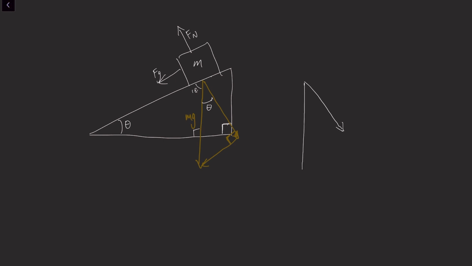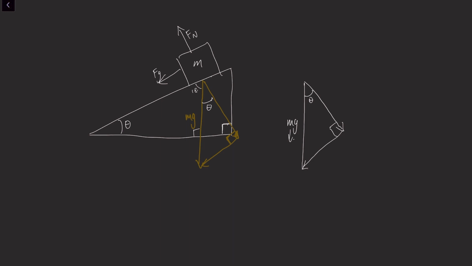So let's now redraw this triangle we've just drawn a little bit away so that we can see it clearly. So mg happens downwards. This is important. And we also have theta and a right angle. So now we have a right angle triangle, and we're going to do some trigonometry to find the other sides.